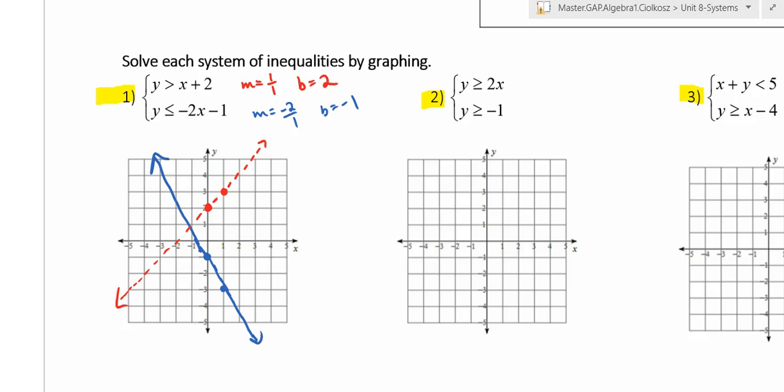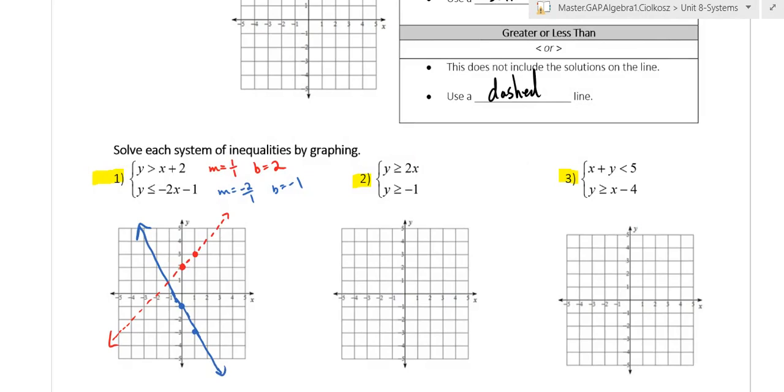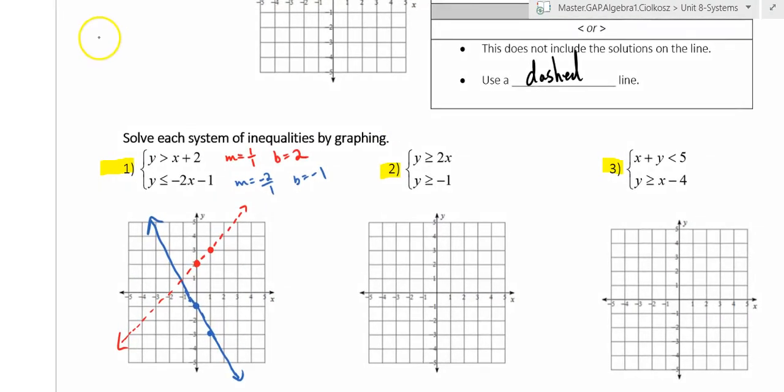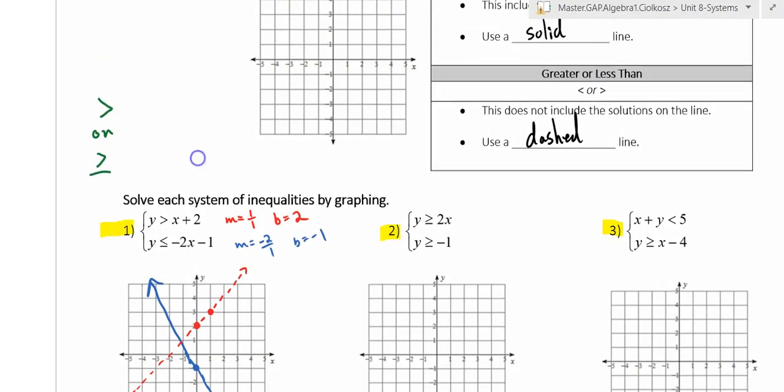Now, the way of identifying solutions involves shading. So, some notes on this. If we want to go ahead and shade these, I'm going to give you guys a bit of a shortcut. If it's greater than or greater than or equal to, we're going to shade above the line. If it's less than or equal to, you guessed it, we shade below.